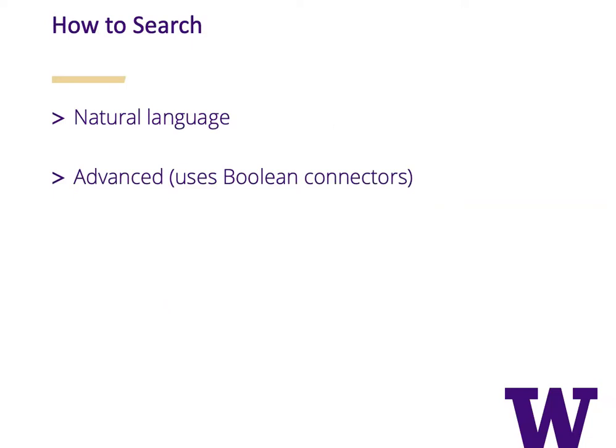There are two ways you can search. The default is natural language searching, where you type in words and rely on the algorithm to come up with results. An advanced search uses Boolean connectors like and or.